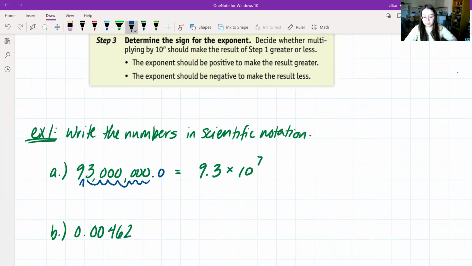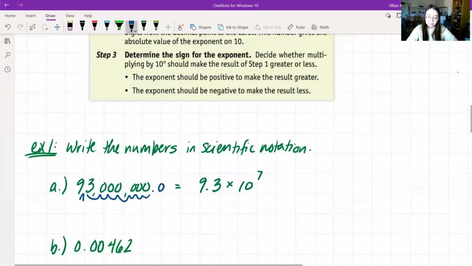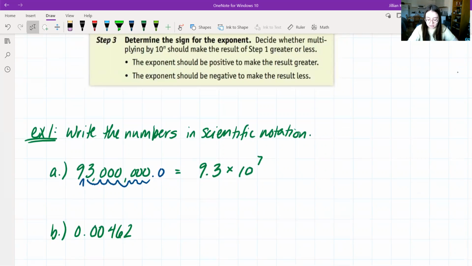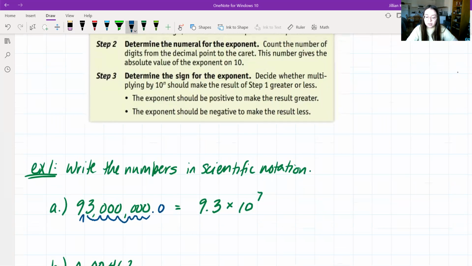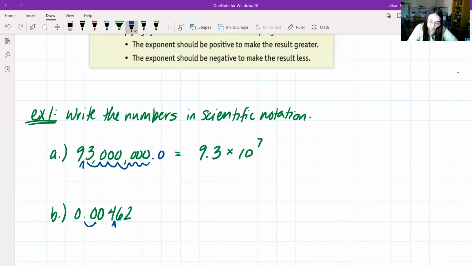Now for part B, we have 0.00462. We want to put our caret after the first non-zero digit, and this is where we place our decimal point. So our first non-zero digit in this case is 4. So we're going to place our decimal point, or our caret, right after 4. Then we want to determine the numeral for the exponent. So count the number of digits from the decimal point to the caret. So in this case, we're going 1, 2, 3. So we've counted 3 spots.